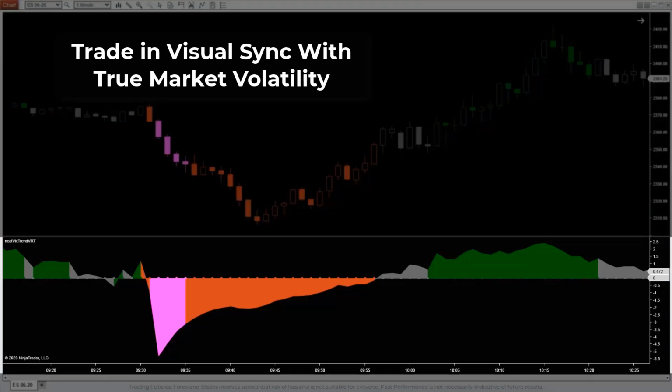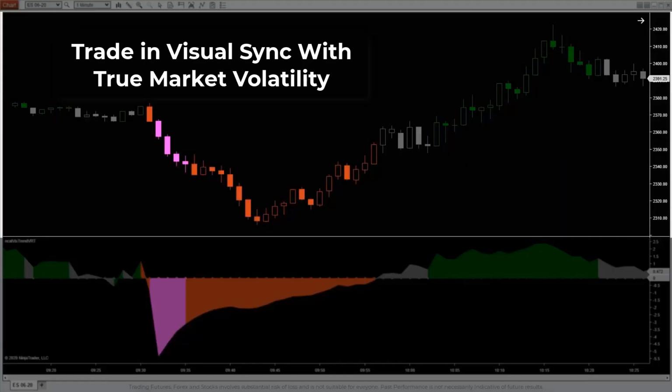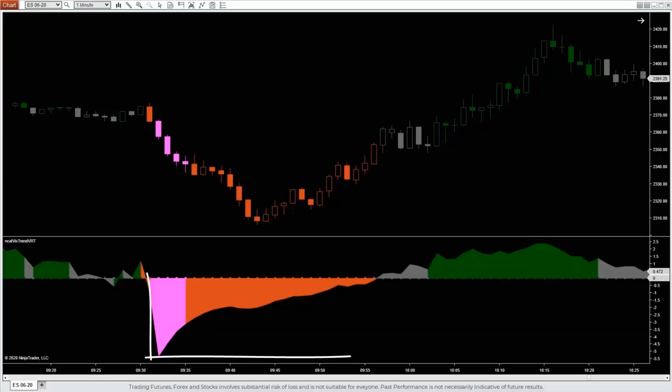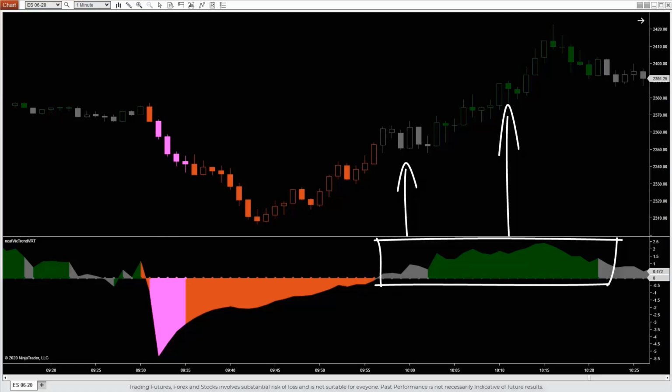Now down here is the real-time volatility intel from the VIX Futures Index. Up here is the S&P 500 E-mini chart. Notice how when volatility is below the zero line here, the candles and their colors mirror the volatility move. And when volatility goes above the zero line, the candles and colors mirror the move up.